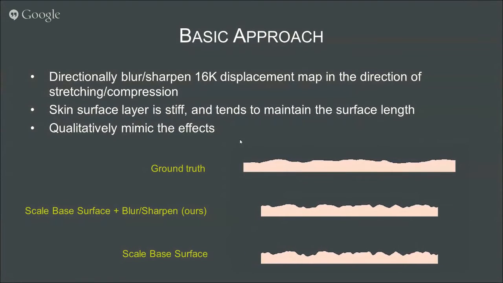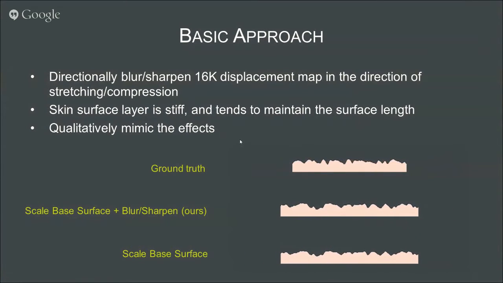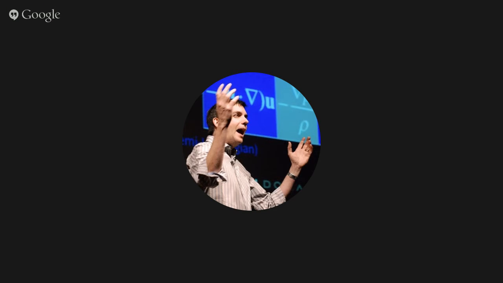It is motivated by the observation that the skin surface blurs out the details on stretching and compression. And if you simply scale the surface, like on the bottom, you have to stretch the skin an unrealistic amount to achieve the same level of roughness as the ground truth. So this is our basic approach.